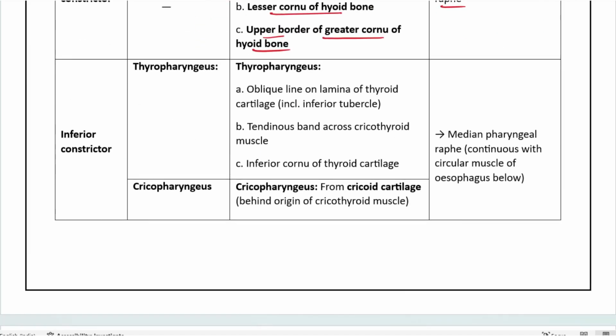Now coming to the inferior constrictor. This has two parts, the thyropharyngeus and the cricopharyngeus. As the name suggests, thyropharyngeus originates from the lamina of the thyroid cartilage, the tendinous band across the cricothyroid muscle, and the inferior cornu of the thyroid cartilage. Cricopharyngeus, as the name suggests, arises from the cricoid cartilage. Insertion again into the median pharyngeal raphe.